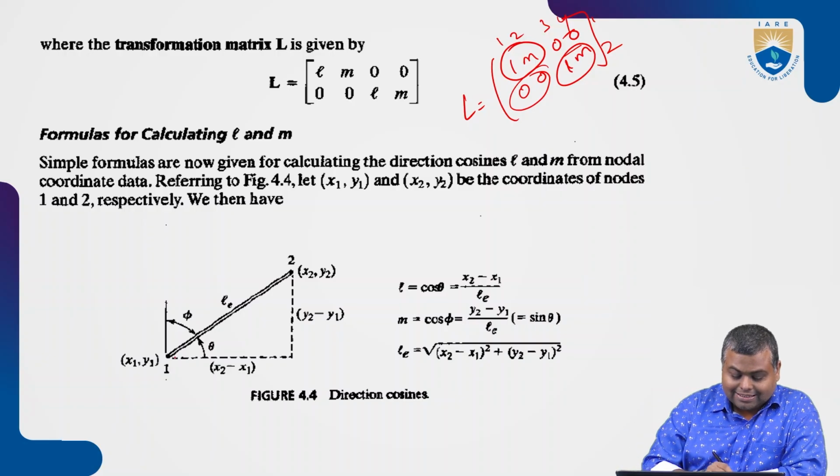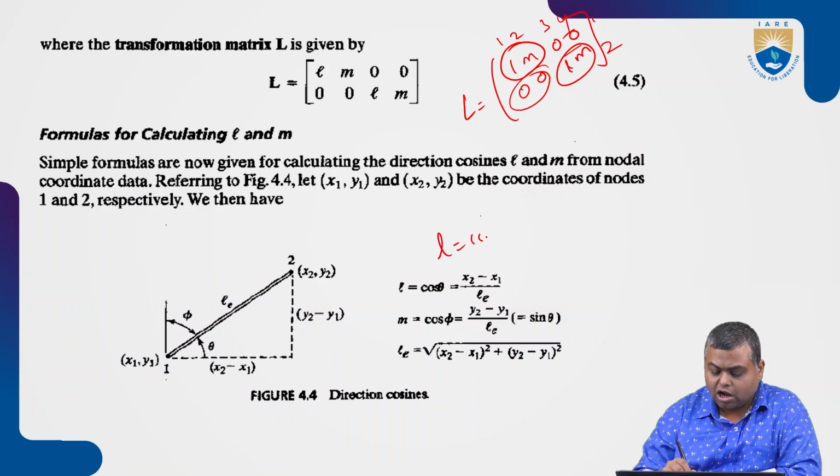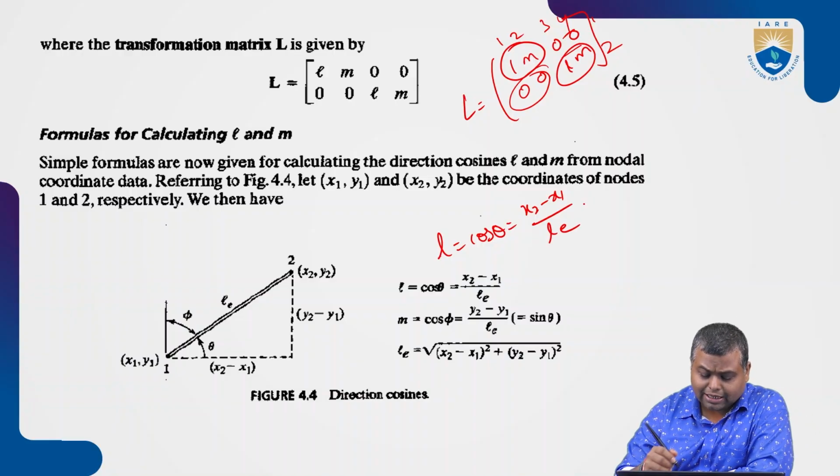Now, let us consider 1 and 2 as an element. You have x2 minus x1, y2 minus y1 as the distances. So, we have L is equal to cos theta, which is x2 minus x1 divided by Le, the length of the element.